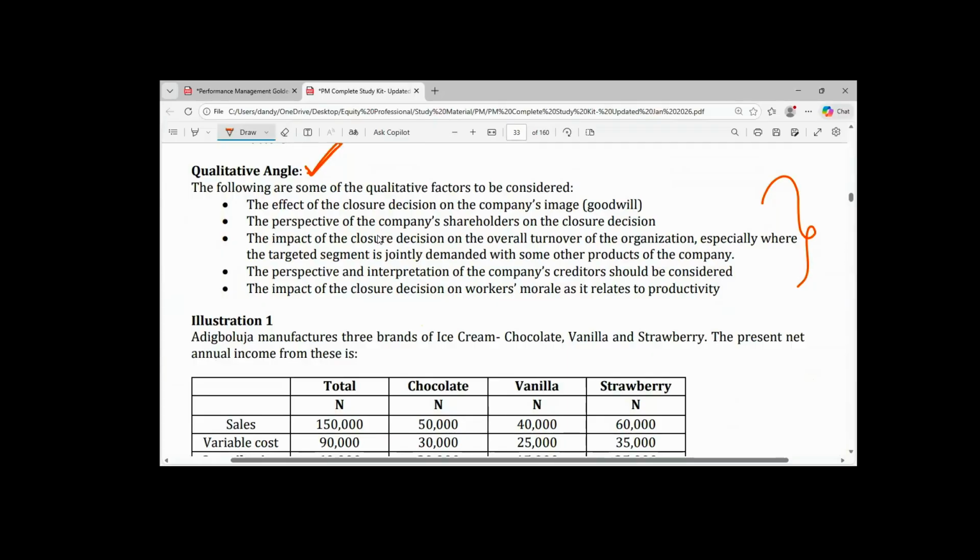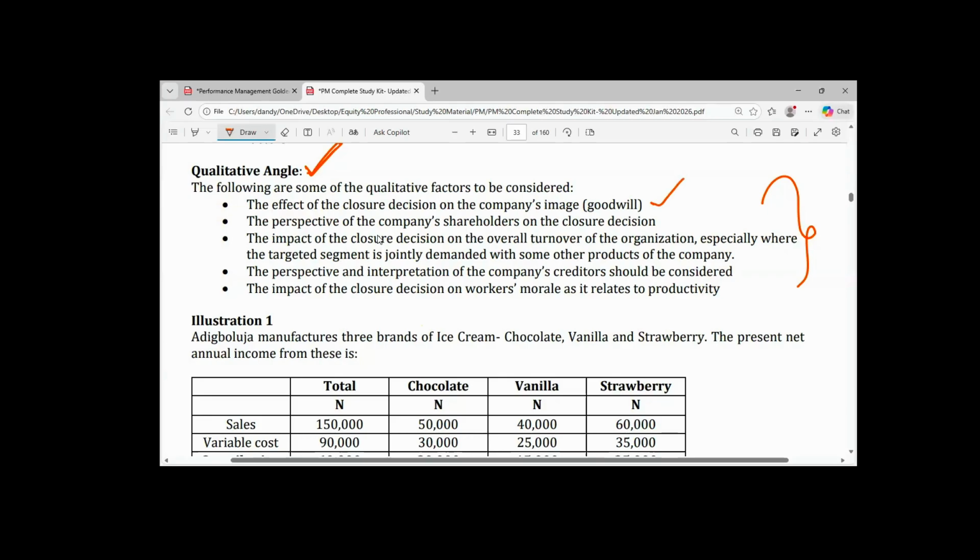Now, the following are some of the qualitative factors to be considered in relation to deleting of a segment. Number one is the impact of the closure decision on the company's reputation. All right. So you want to delete a segment. So how will it impact the image or the goodwill or reputation of the company? Is it going to impair the reputation, or is it going to enhance the reputation of the company? All of this is one of the factors that you need to consider.